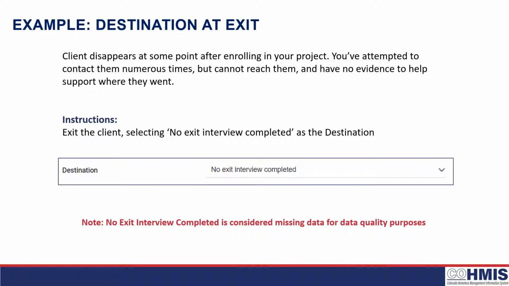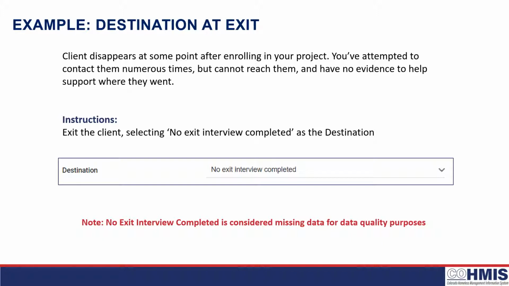In this example, let's say we have a client who disappears at some point after enrolling in our project. We've attempted to contact them numerous times, but we can't reach them, and we have no evidence to help support where they went. This happens. So what do we do when that happens? We need to be exiting clients who we are unable to reach and who we can't contact. We can't just keep them enrolled.